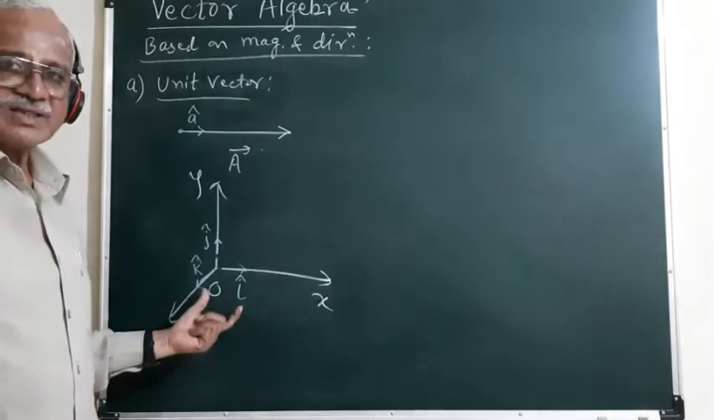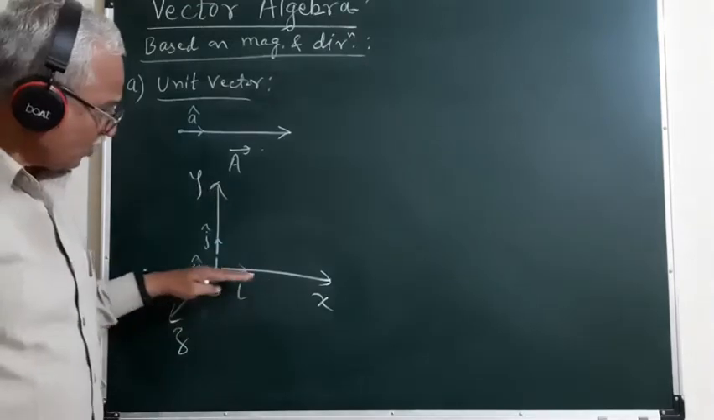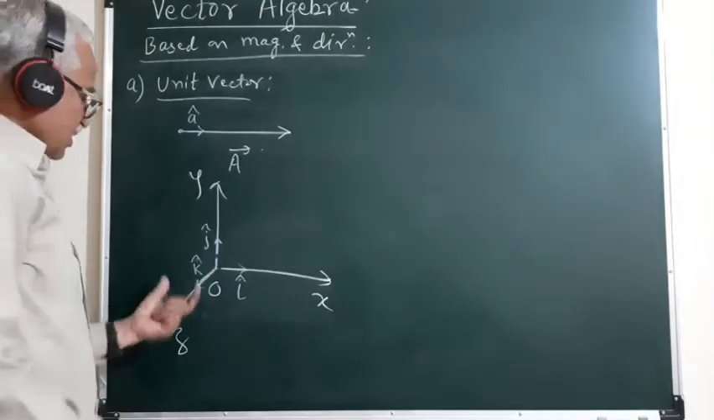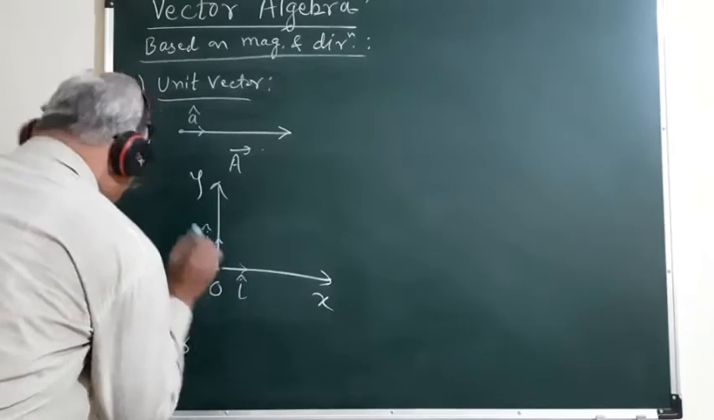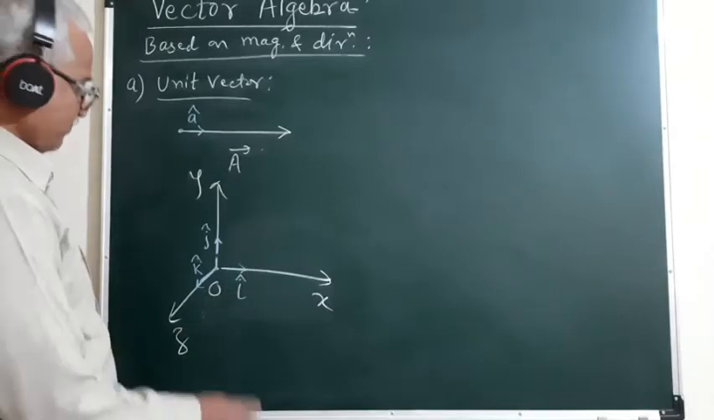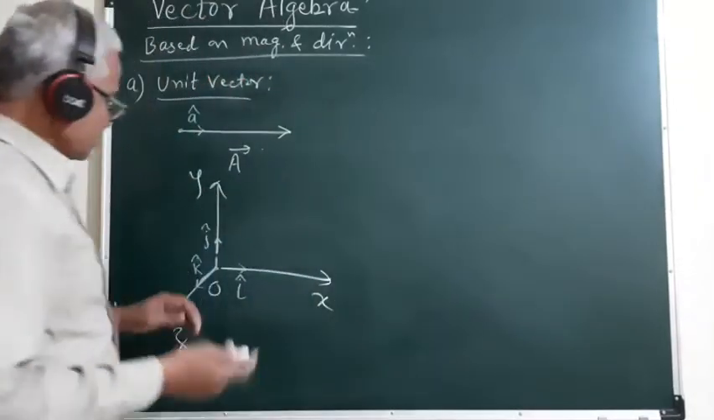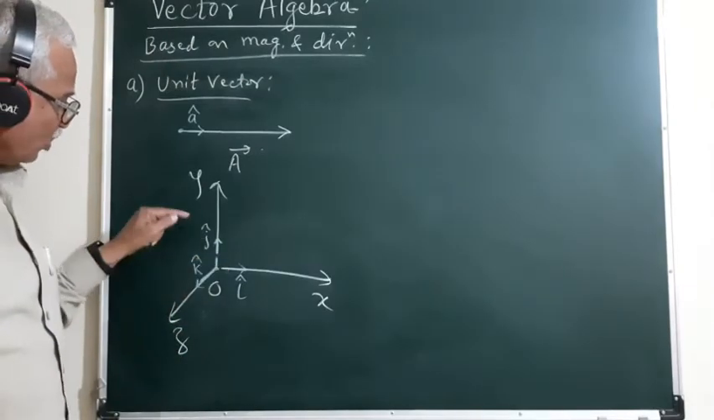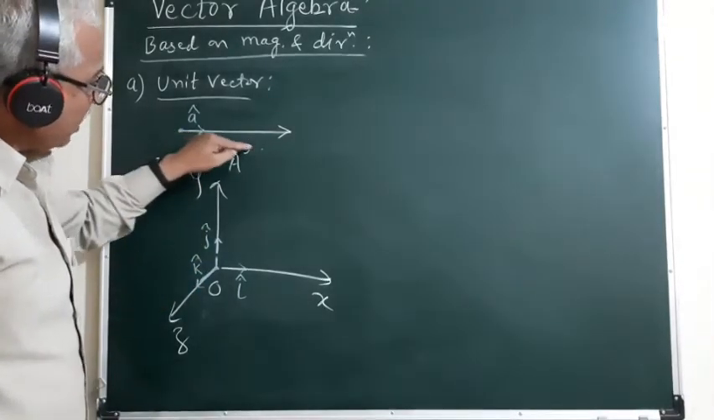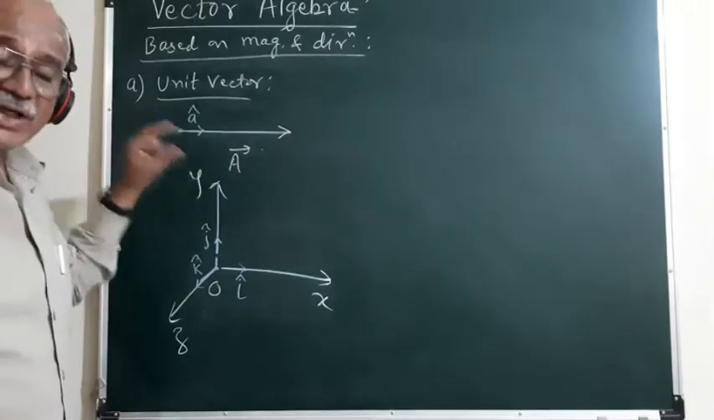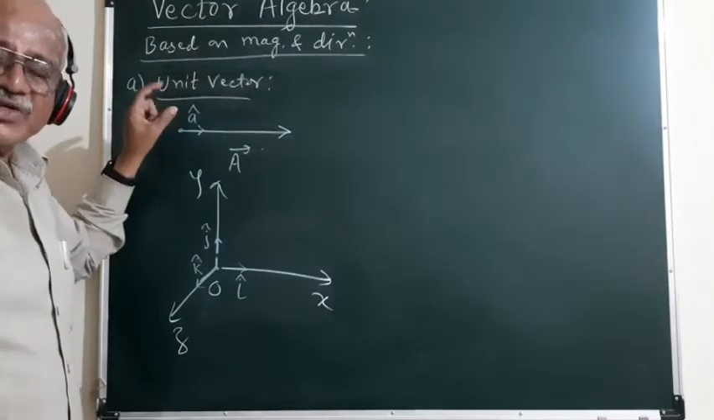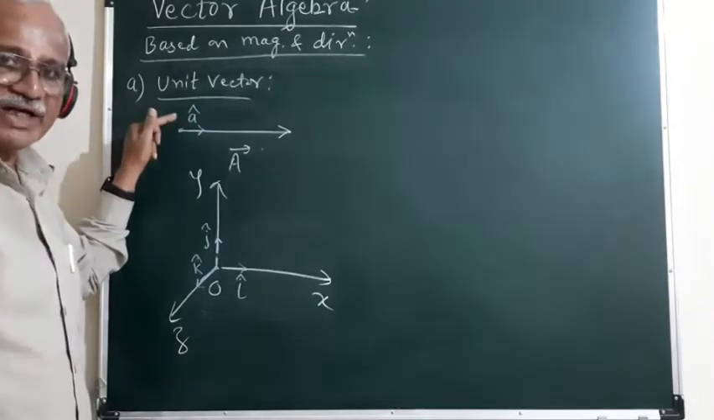So these i-cap, j-cap and k-cap are the unit vectors in the positive directions of the x-axis, y-axis and z-axis respectively. So these are the unit vectors associated with the rectangular coordinate system. Unit vectors are usually represented by the symbol cap over the symbol. Here the given vector is represented by a bar over its head, whereas the unit vector is represented by a cap over its head, which specifies that this is the unit vector.